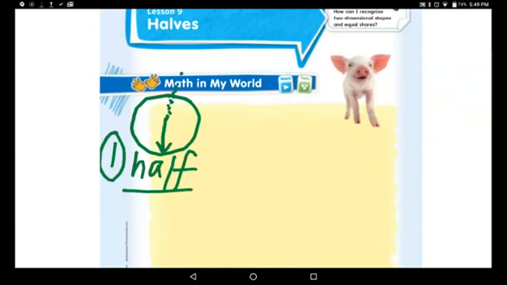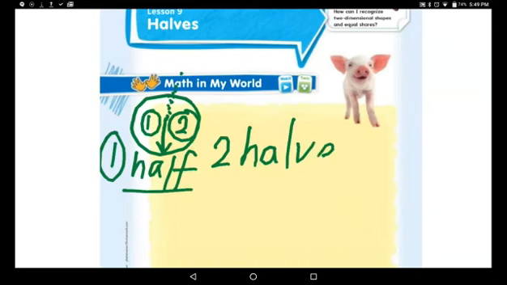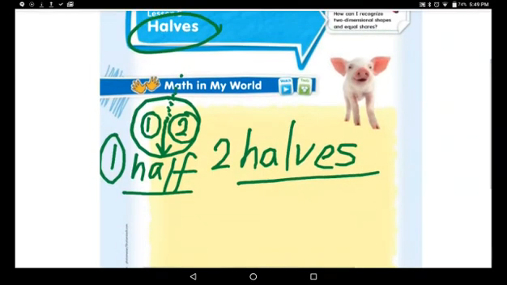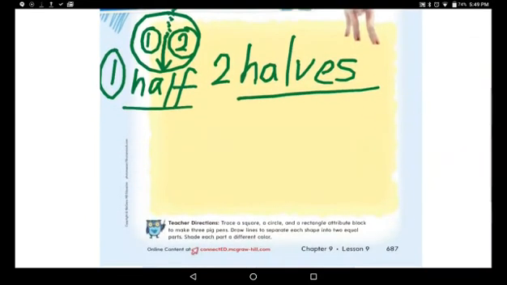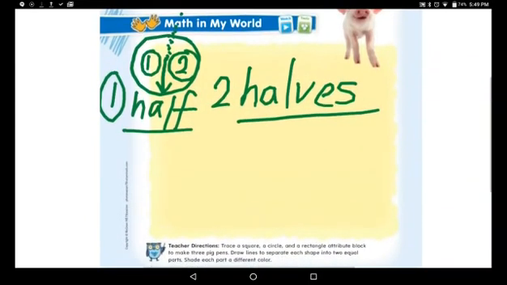Now, if I want to say here 1/2, and this is the 2, so 2 halves. 2 halves. Our lesson today is about halves. I know you remembered it. Now, I want you all to hold your pencil and open page 687 and let's start.